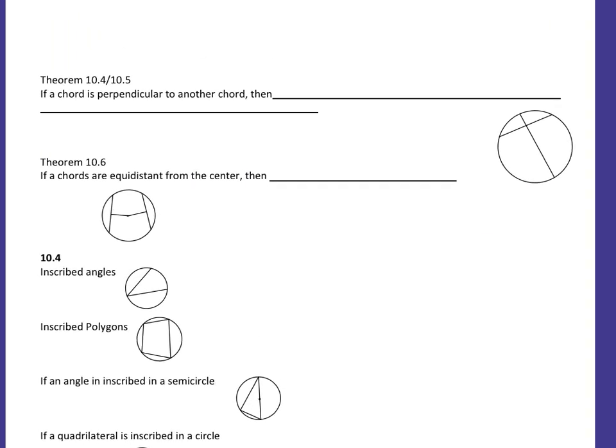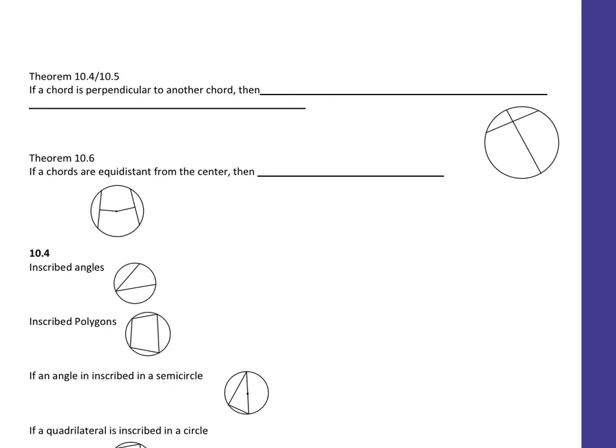Then came theorems 10.4 and 10.5, which said if a diameter is perpendicular to a chord, then it bisects the chord and its arc. So if this is perpendicular, then these two are congruent, as are these two.